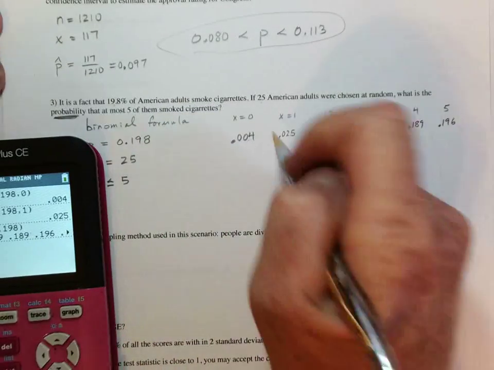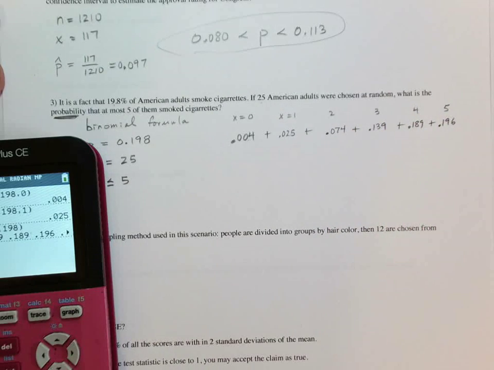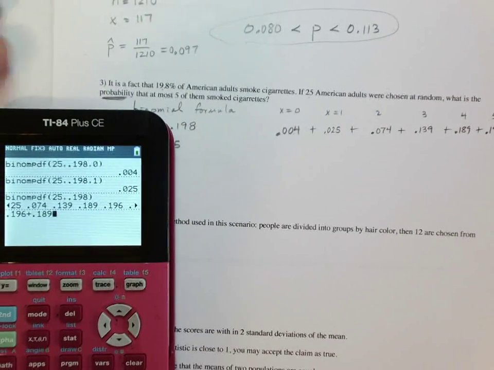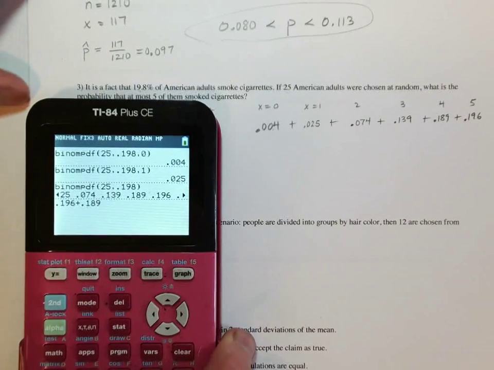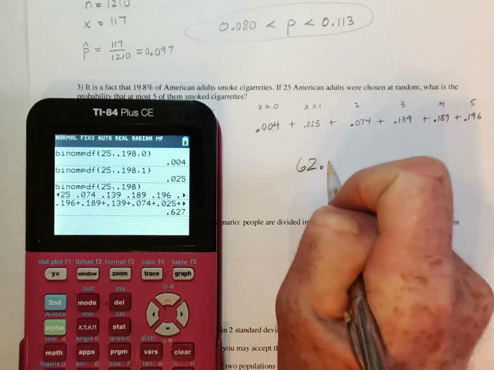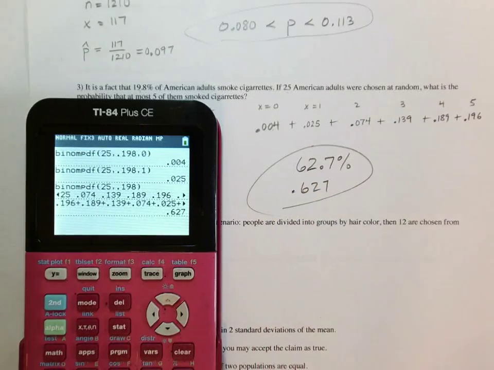And now just add these together. Add all of those cases. So 0.196 and 0.189, sorry, off the screen, and 0.139 and 0.074, 0.025, and 0.004. So it would be 62.7%, or if you prefer the decimal, there we go.